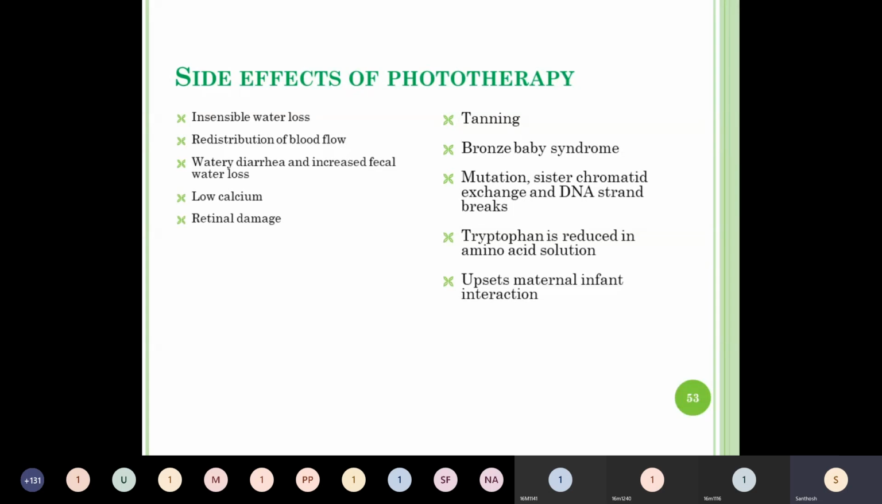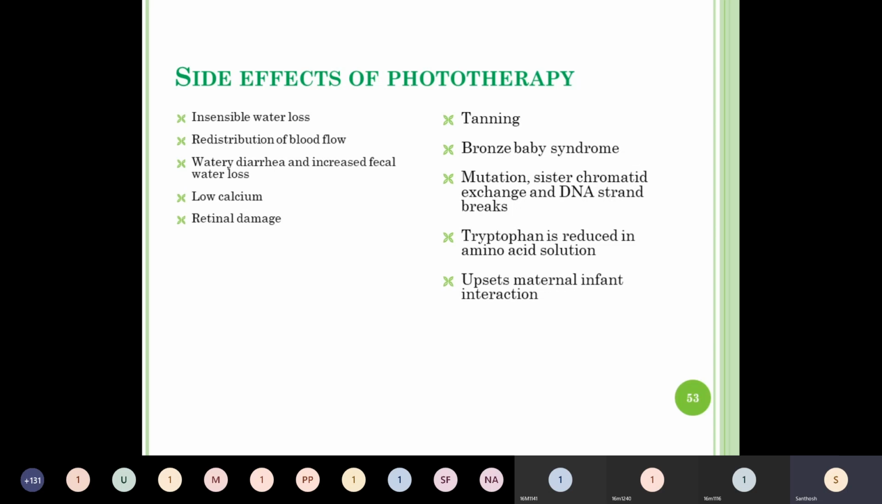So what is it? There can be insensible water loss because of hyperthermia, watery diarrhea can be there, and calcium can decrease. It can cause retinal damage. That's why you ask the patient to keep the eyes covered. It can cause bronze baby syndrome, especially bronze baby.